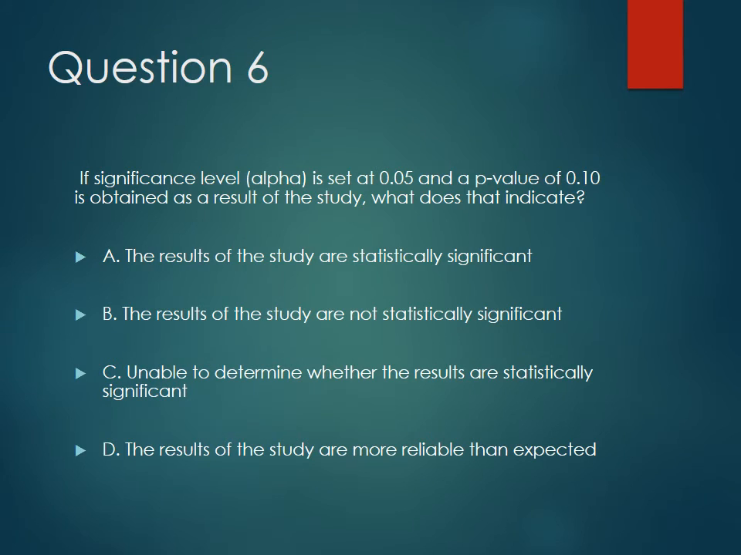Okay. If significance level alpha is set to 0.05 and a p-value of 0.1 is obtained as a result of the study, what does that indicate? The results of the study are statistically significant? No. Okay, that's true: the results of the study are not statistically significant. You could take that away from it, right? Because it did not achieve your specified alpha level of 0.05, so you can't reject the null hypothesis. You're unable to determine whether results are statistically significant.